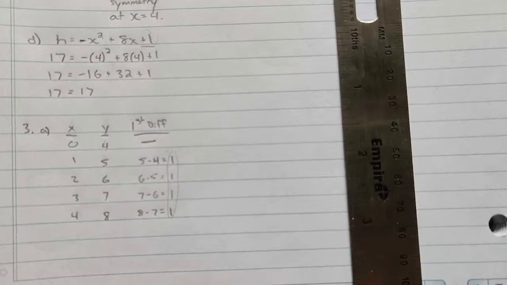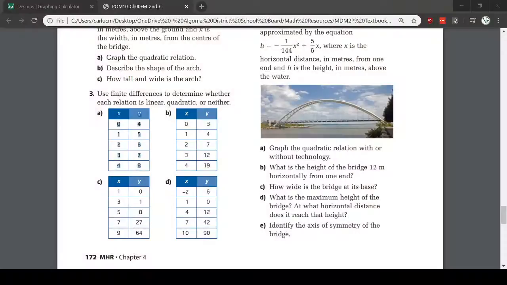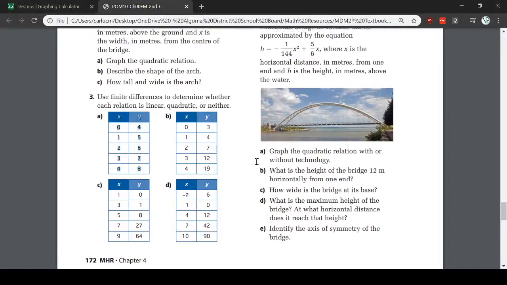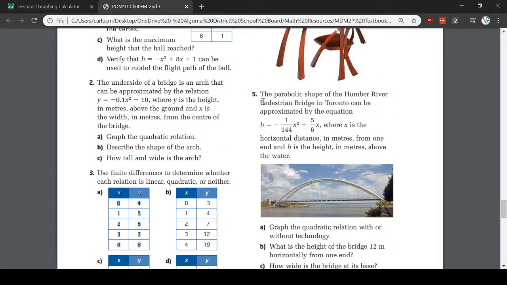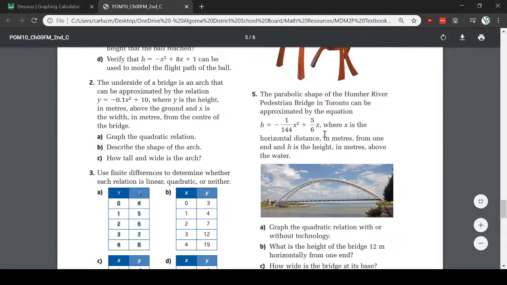All right, so we got a request for number 5 and number 9. So number 5. Let me get that up on my screen. Number 5 here, we're looking at the Humber River Pedestrian Bridge in Toronto.